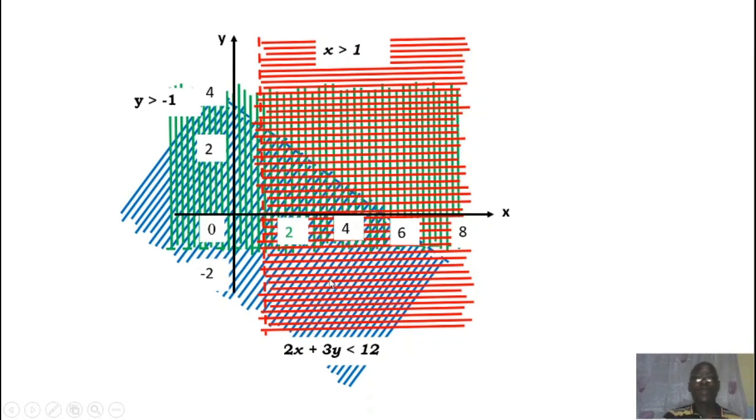So the region of definition of all these inequalities, which will be called the feasible region, is the region where we have the greatest density of the lines.